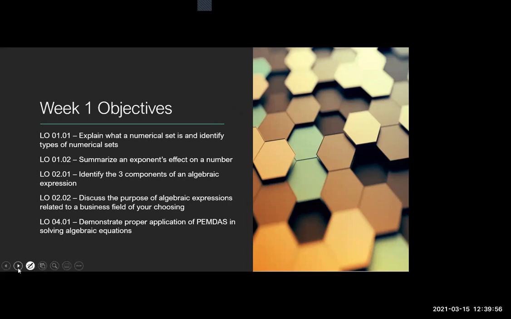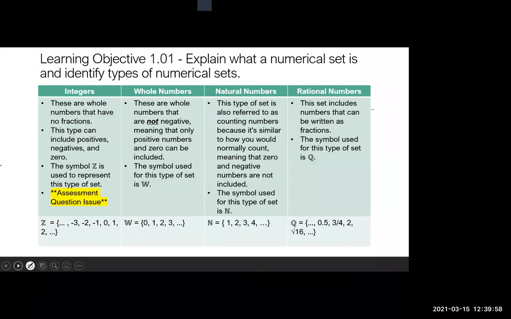Let's jump into that first one. The very first learning objective is to explain what a numerical set is and identify types of numerical sets. This is just a lot of vocabulary, so hang with me so you can understand it. I'm going to try to put it in context for you so you can see where we're coming from with each of these. Now, a set is a collection of items.